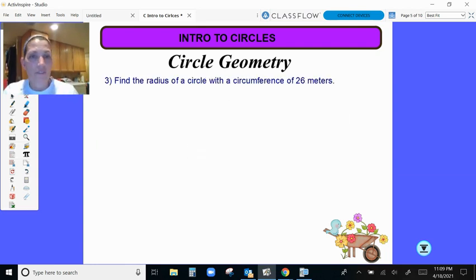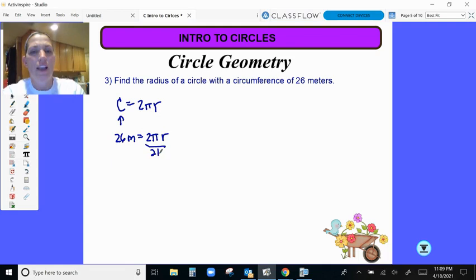Okay, now we'll find the radius of the circle that has a circumference. So now we actually have the circumference, and we're going to go backwards. So we know that circumference equals, and since we have a radius, it's going to be 2 pi r. Now this time we're going to be plugging in for circumference right here, right? 26 meters equals 2 pi r.